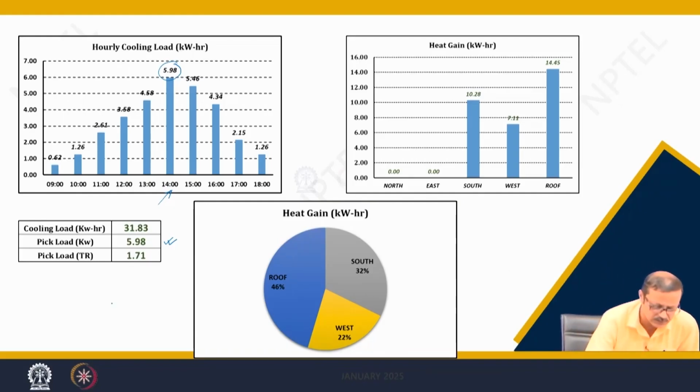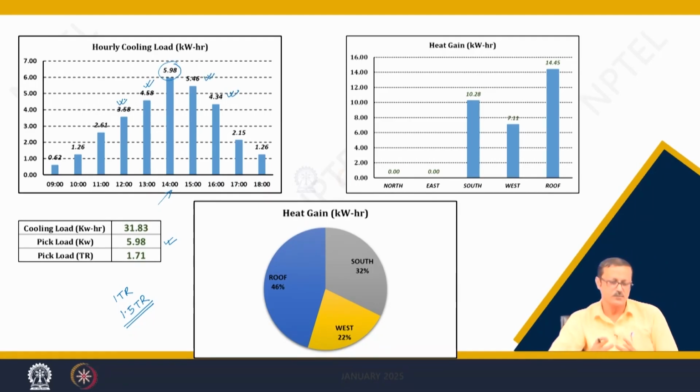Suppose I have purchased only 1 ton, 1 TR or 1.5 TR. So, 1.5 TR or 1 ton will be very well taken care of in other hours, but at 2 o'clock my demand is 1.7 and my machine is 1.5. So, that will not cool that much. That means your 24 degree set point temperature cannot be maintained at 2 o'clock or so.